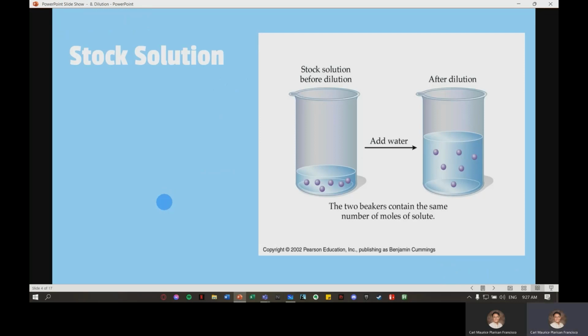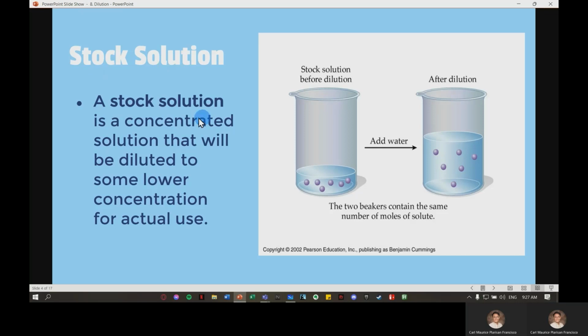Now let us be familiar with some of the keywords. One of those words would be stock solution. A stock solution is a concentrated solution that will be diluted to some lower concentration for actual use. Meaning to say, ang stock solution po ay mayroong certain amount of concentration at ito po yung stock solution na dapat pababain natin ang kanyang concentration. Again, as defined, a stock solution is a concentrated solution that will be diluted to a much lower concentration.